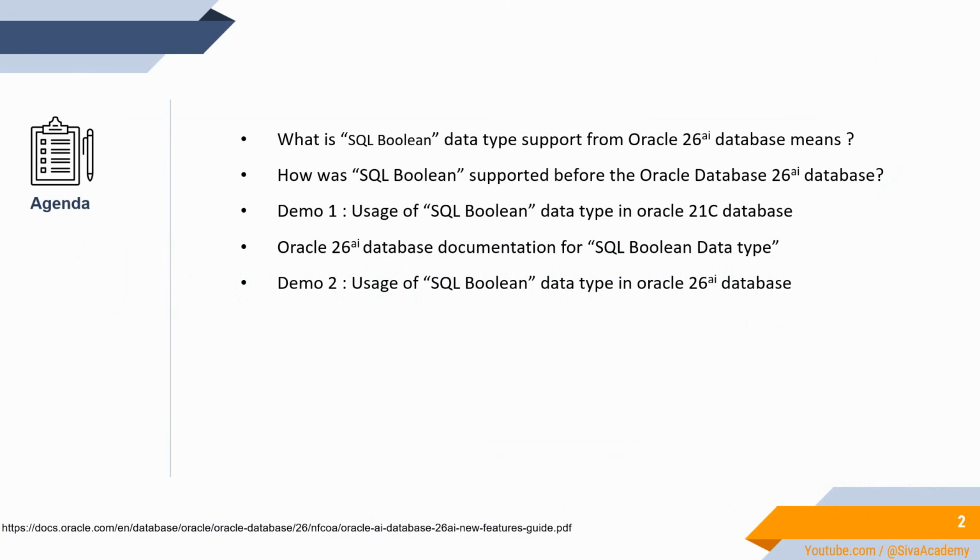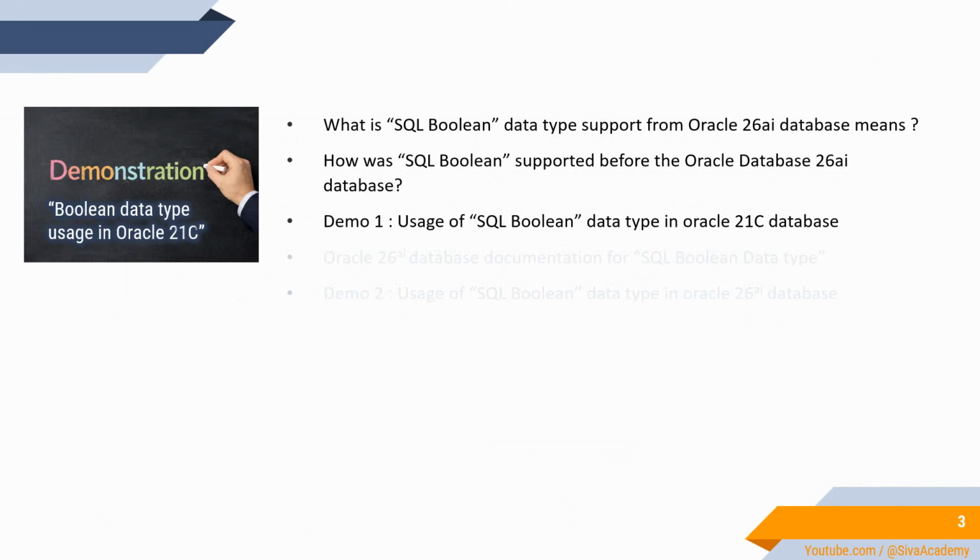I'm just going to show an example in a 21C database for a better understanding, followed by an example in 26 AI to understand the SQL usage of the Boolean data type. First, let us understand what this SQL Boolean data type support means. In the previous version, we are able to create a PLSQL variable as a Boolean data type, but not as a table column. We will not be able to create a table with a column as a Boolean data type. So that is what I mean by SQL Boolean data type.